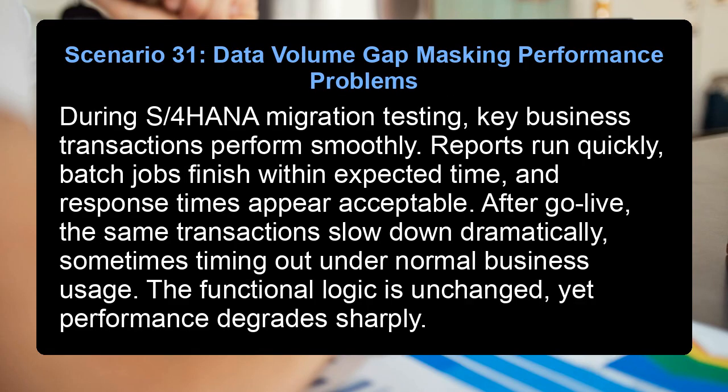Scenario 31. Data volume gap masking performance problems. During S/4HANA migration testing, key business transactions perform smoothly. Reports run quickly, batch jobs finish within expected time, and response times appear acceptable. After go live, the same transactions slow down dramatically, sometimes timing out under normal business usage. The functional logic is unchanged, yet performance degrades sharply.